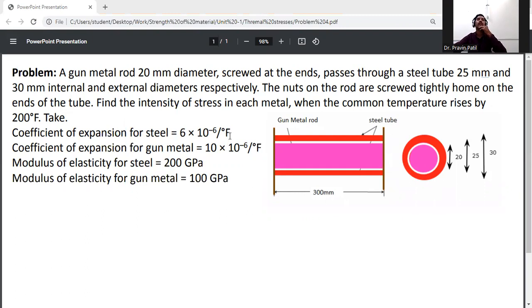Okay, the coefficient of expansion for steel is 6 into 10 raised to minus 6, and the coefficient of expansion for gunmetal is 10 into 10 raised to minus 6. The modulus of elasticity for steel is 200 GPa, and for gunmetal it is 100 GPa. Okay, so first of all, write down the given data for that.